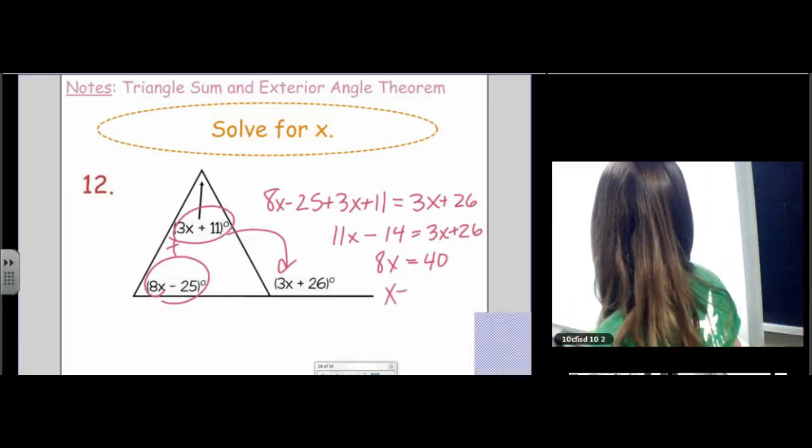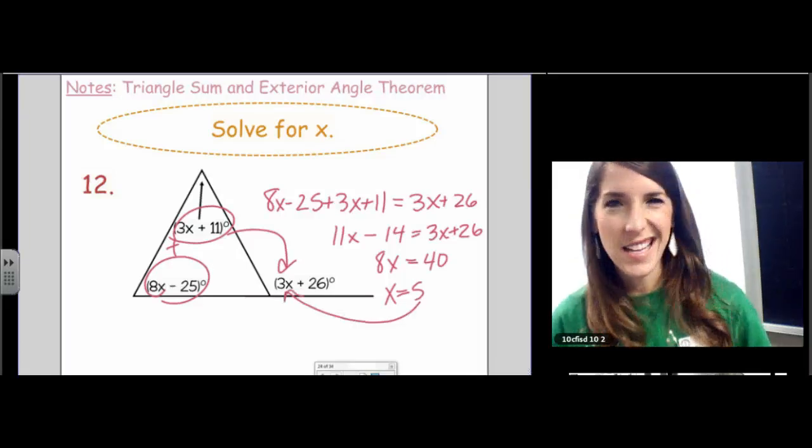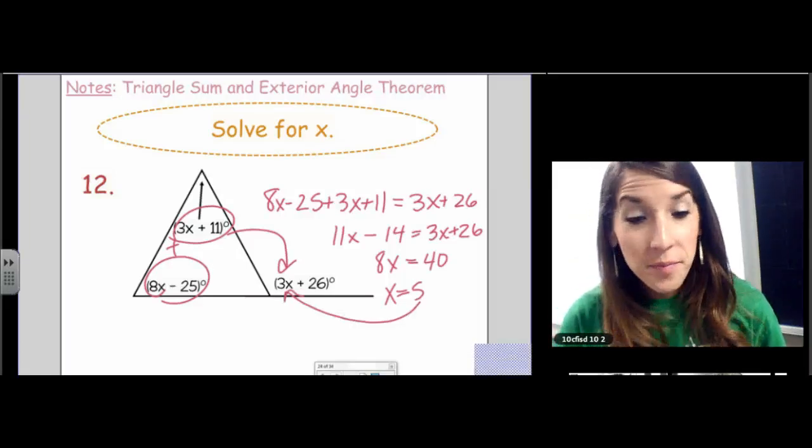And then if we wanted to, we could plug it back in and find the measure of each angle, but they didn't ask us to do that, so we won't do that right now.